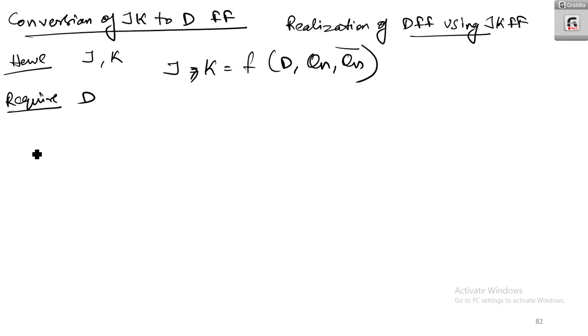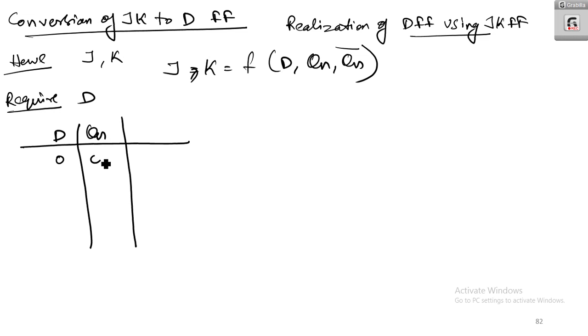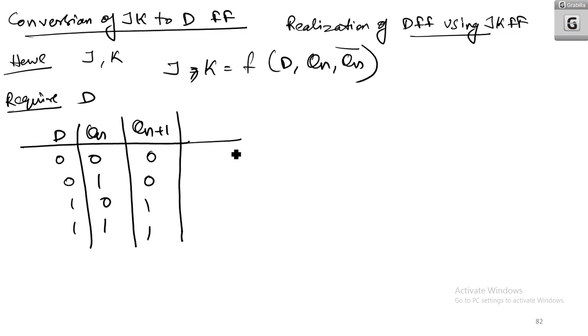So first of all, we will write the truth table of D. D is there, this is Qn. So you can have 0, 0, 0, 1, 1, 0, and 1, 1. This is the truth table of D. Now coming to Qn plus 1. What is Qn plus 1? Qn plus 1 is equal to D itself. So you can write 0, 0, 1, 1. From there I am going to find J and K.